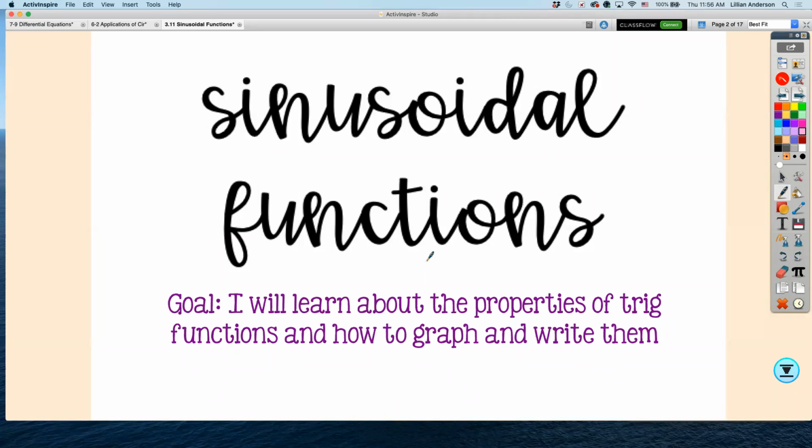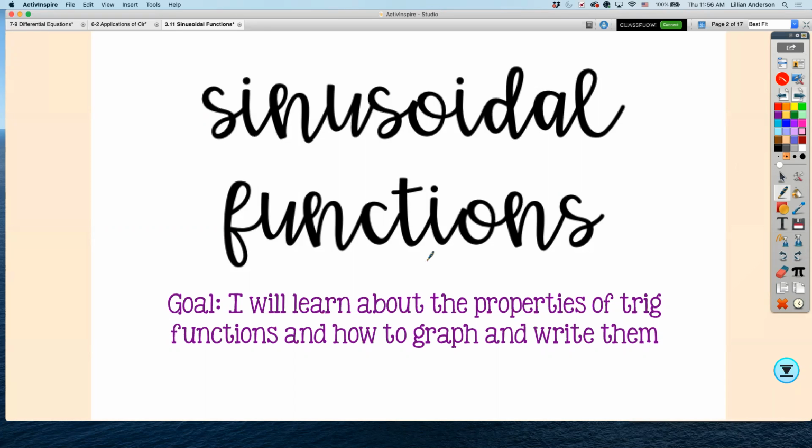Sinusoidal functions. You guys are going to learn about the properties of trig functions and how to graph them and write them. This is what you would have gotten to had we not gone on quarantine last year, because usually that fourth quarter is when you start learning about the unit circle and the graphs of sine and cosine. You don't necessarily, for this course, have to know the unit circle.